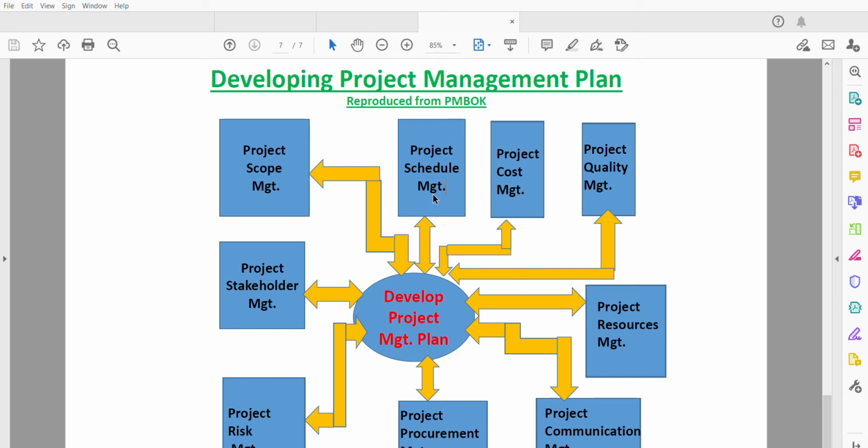The project cost management is to plan the cost management by estimating the cost of each activity, and at the end we determine the budget of the project and the budget of each phase and also the budget of each activity. And at the end of this activity, we develop the project cost management plan.